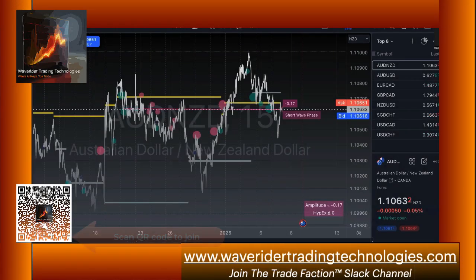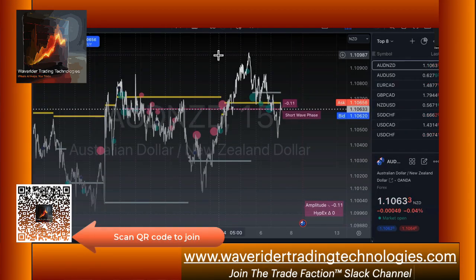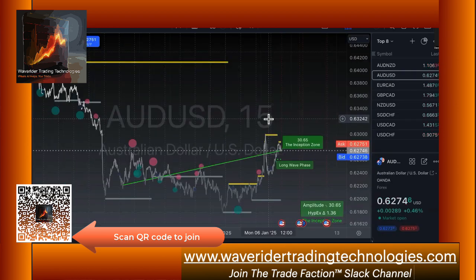Let's start with the instruments. All right. Okay, we have the Australian dollar, New Zealand dollar. This sucker is flatlined right now, so there is nothing to do here. Not in the zone, zero amplitude. So this thing is on life support. It's not going in either direction. Don't waste your time there. But it appears the rest of them are all in the inception zone.